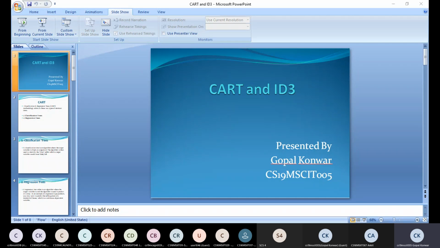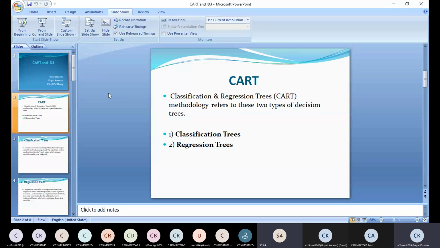Our discussion topic is CART and ID3. Now, what is CART? Classification and regression tree, shortly CART methodology. Gopal, press F5. Or that, from beginning. Okay, here you can see, from beginning.